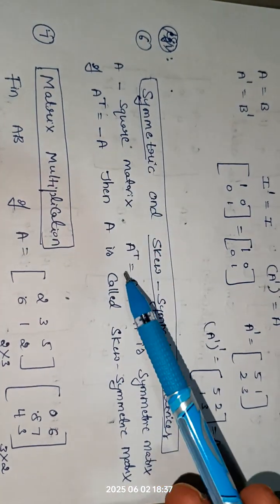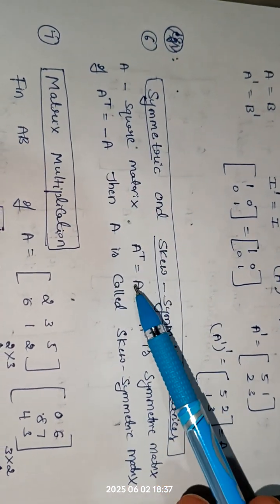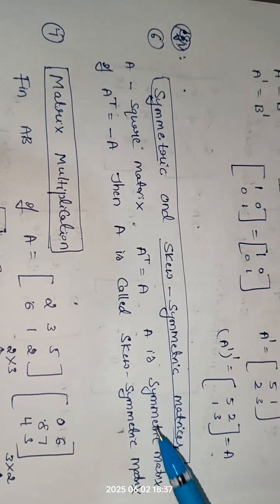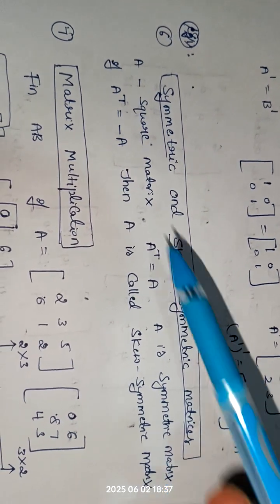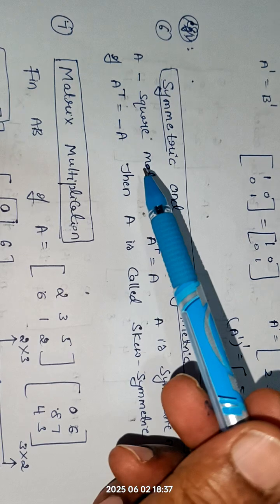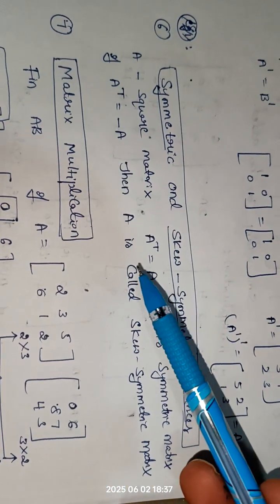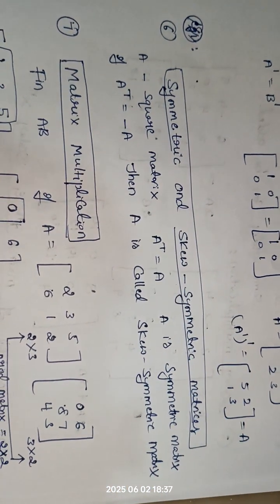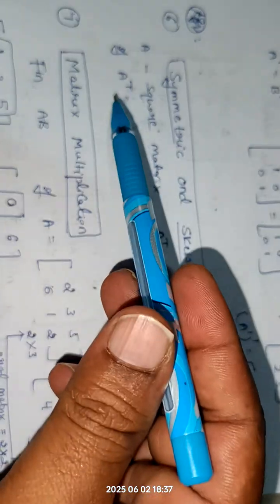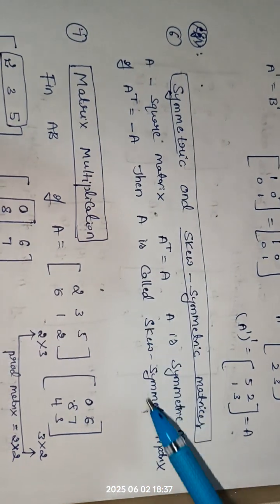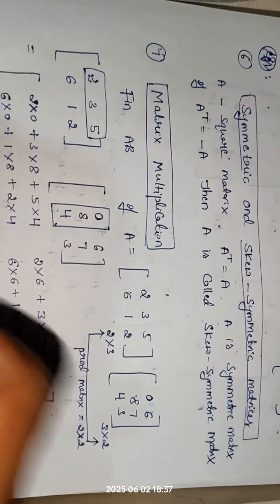A is a square matrix such that A transpose is A. At that time we will call A a symmetric matrix. What is that? A is a square matrix, that is M cross N with M equal to N. A transpose is A, at that time A is symmetric. If A transpose is minus of A, then we will call it a skew symmetric matrix.